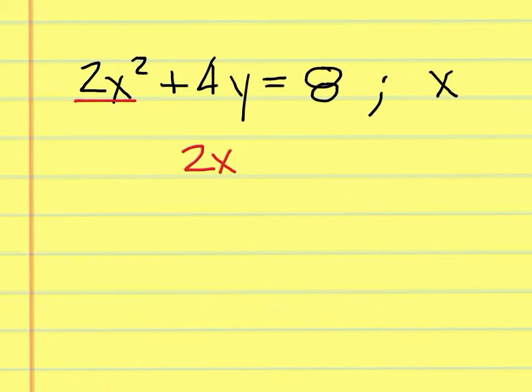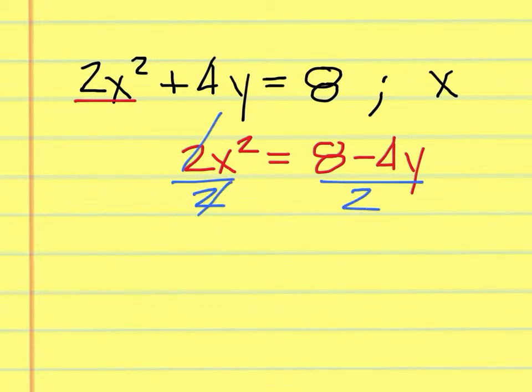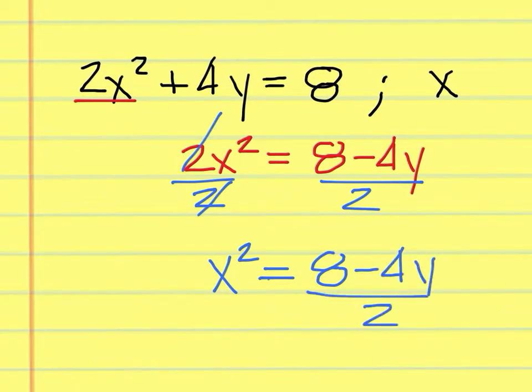So we leave 2x squared where it's at, on the left, but we have to move the 4y over to the right and change the sign. The next thing we have to undo after we've undone all of the addition and subtraction is to undo multiplication and division. So we have to divide by 2 to get rid of it. Divide by 2 to get rid of this 2 here. And that leaves me with x squared equals 8 minus 4y over 2.